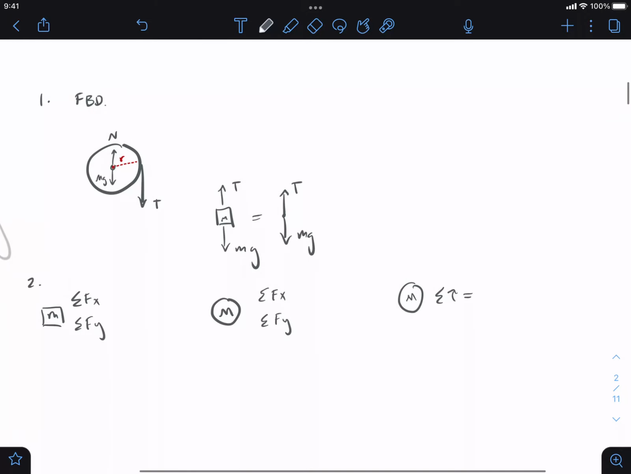So sum of forces in the x. Let's look at this little mass m over here. Do we have anything acting in the x direction? No. So that would be 0, right? What about the y direction? So I just drew them in two different figures. They're just the same thing.